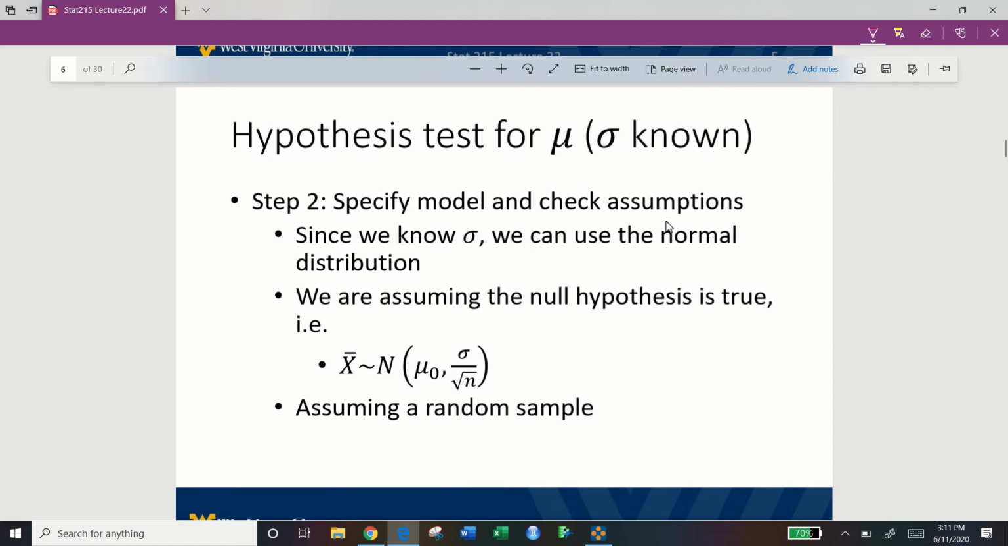Now let's look at step 2. Again, we are examining the case where we know the population standard deviation. Step 2, we need to specify the model and check assumptions. Since we know the population standard deviation, we can use the normal distribution. Therefore, we are assuming the null hypothesis is true, such that our x bar follows the approximate normal distribution with mean mu naught and standard deviation sigma over the square root of n. We also need to assume we have a random sample.